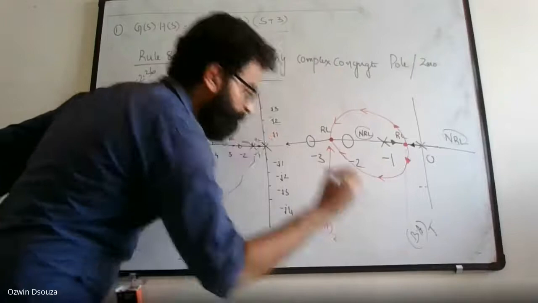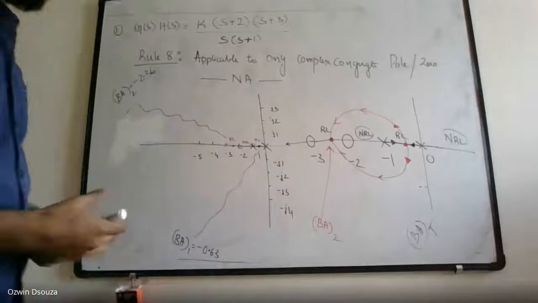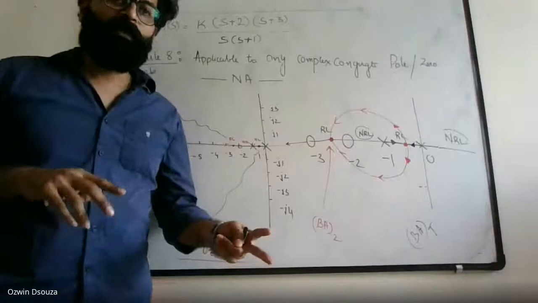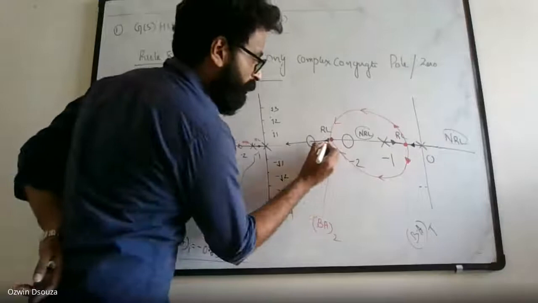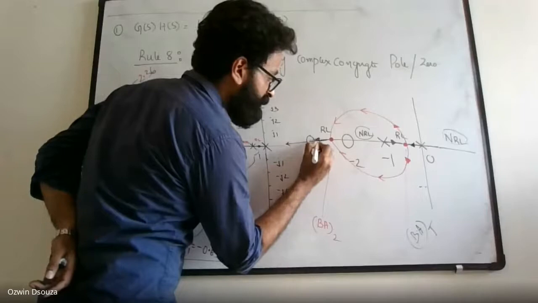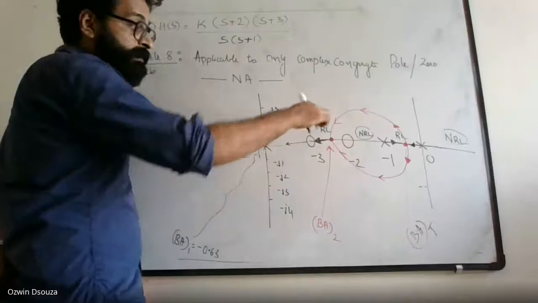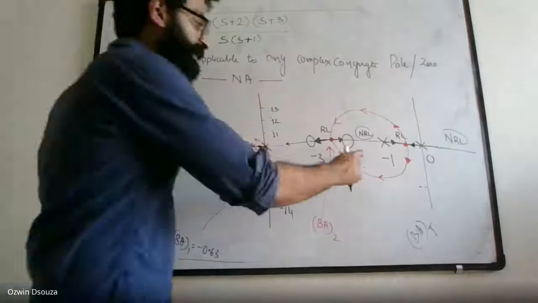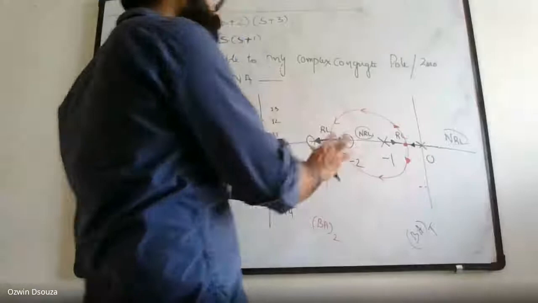After meeting at this breakaway point, what will happen? In the second rule, we had predicted that branches will start from poles and terminate at zeros. So after meeting at this breakaway point, one branch will move in this direction and terminate at an available zero. The remaining branch will move in the right hand side direction, and it is going to terminate at the available zero, because there are two zeros. One is located at minus two and one more is located at minus three. So both the branches are going to eventually terminate at the available zero locations. This is a standard problem.